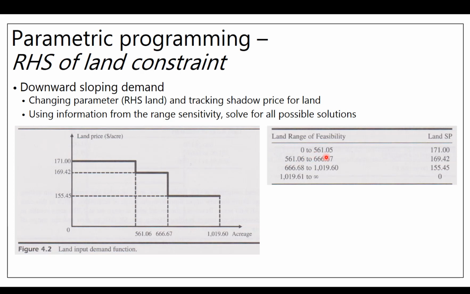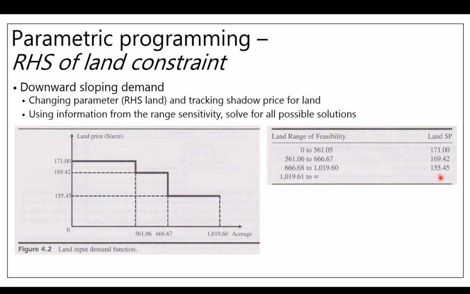between 0 and 561, the shadow price for land is 171, and we didn't have the sensitivity. The constraint sensitivity wasn't shown there, but if you run the model and see this, it is also from the book chapter. Between 561 and 667, the land shadow price drops to 169.42, and then above 667, you end up with the shadow price falling to 155.45. Right. So as you get more land, the marginal valuation drops, and then above 1,019, the price falls to 0.